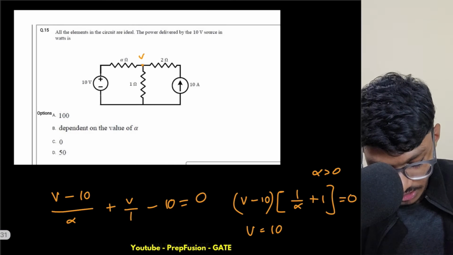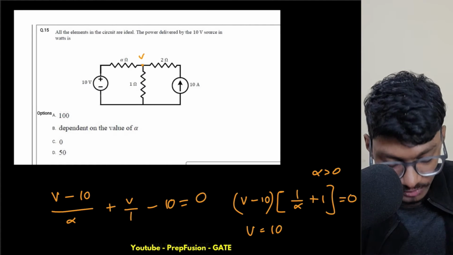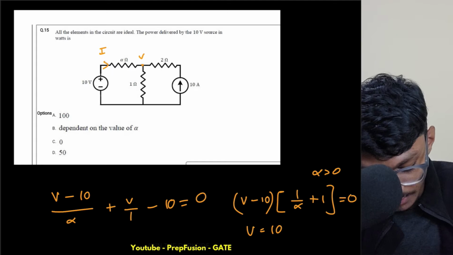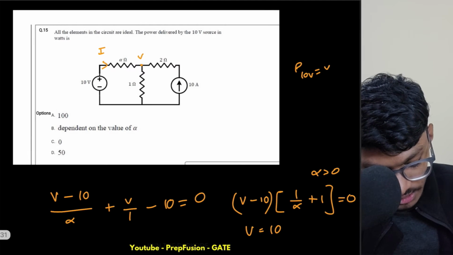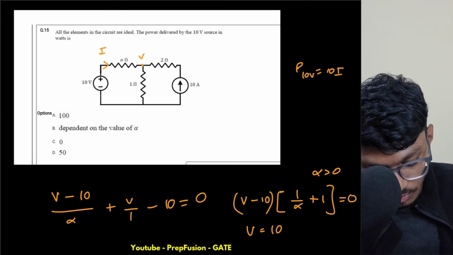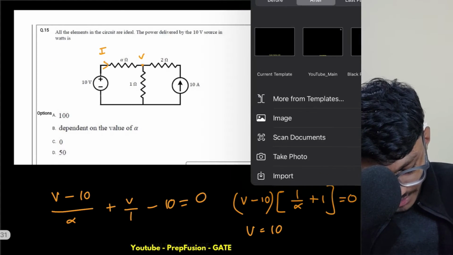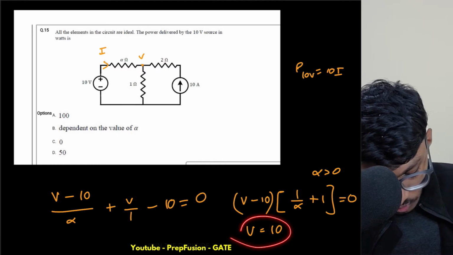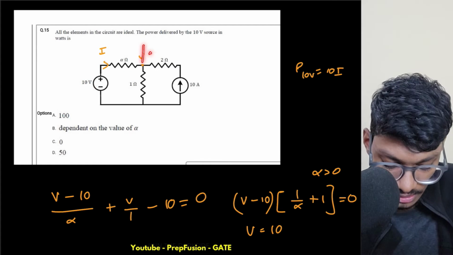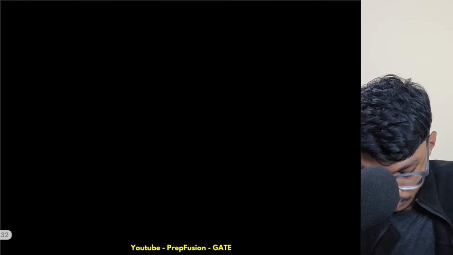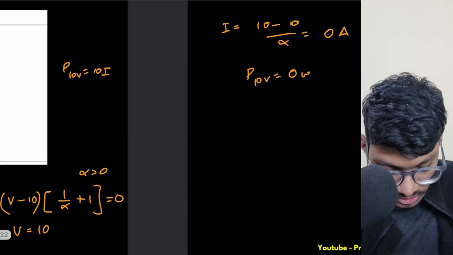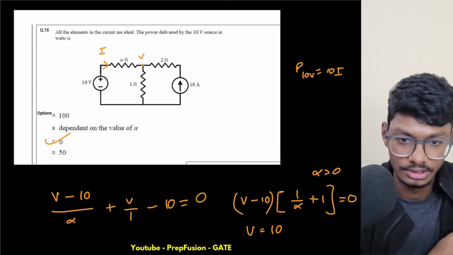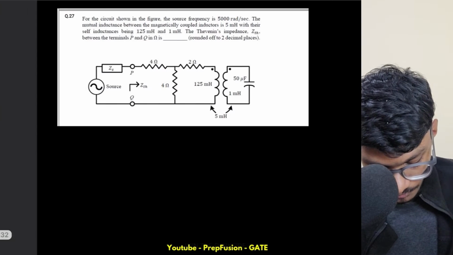Okay, so if V equals 10, we have to find the power delivered. What is the power delivered? If I assume some current I over here, the power delivered by the 10 volt source will be 10 times I. Now what is the current I? V is 10, so I is 10 minus 10 divided by alpha, which is 0. So I is 0 amps. So my power delivered by the 10 volt voltage source will be 0 watts. So the answer to this question will be C. This was again pretty simple. So just try to write equations.